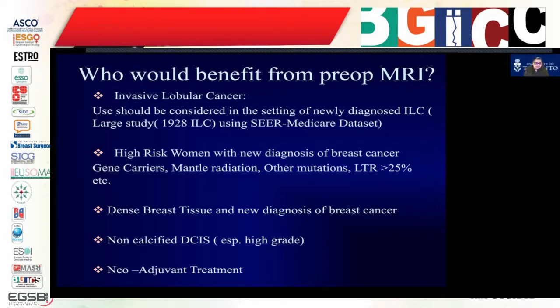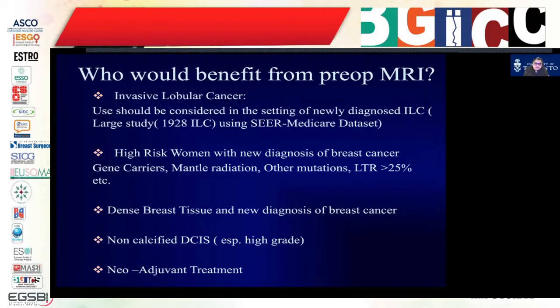Then the other indication is dense breast tissue with a new diagnosis of breast cancer. I showed you a few cases where there is dense breast tissue and you really cannot see the true extent of disease, and MRI is very useful in this, particularly in young women, like I showed you the case with the lactating woman.